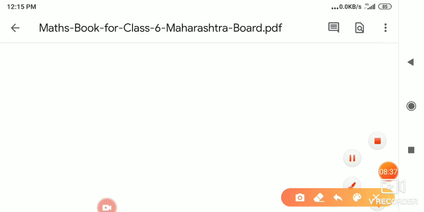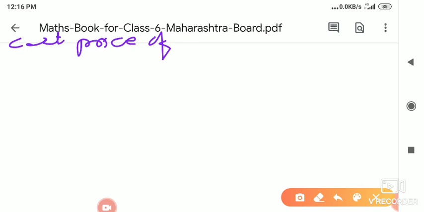Sorry, the previous example, that first part, was deleted by me. So I will write it again. Here I will write it first. Cost price of 25 saris, I told you before, is equal to rupees 10,000.